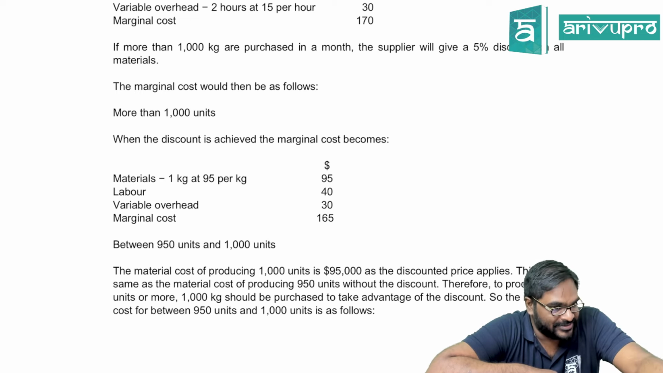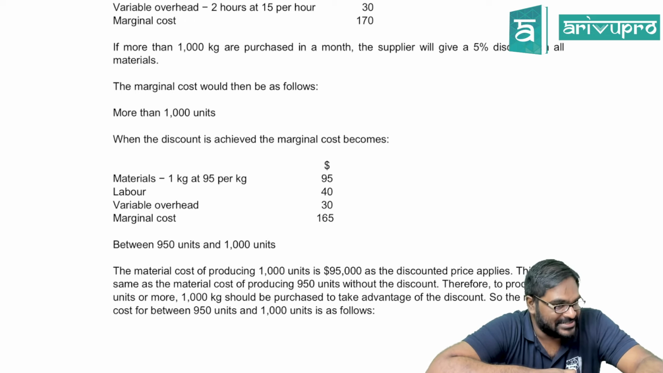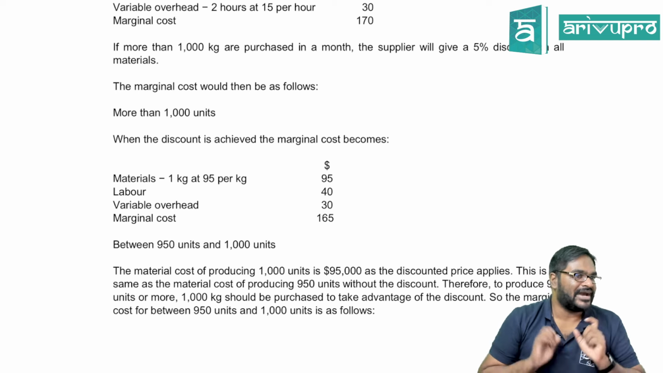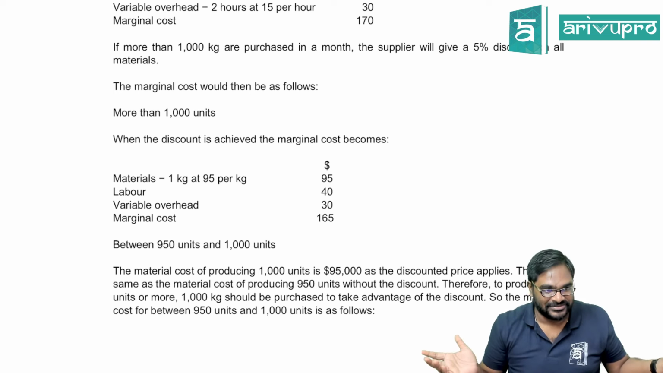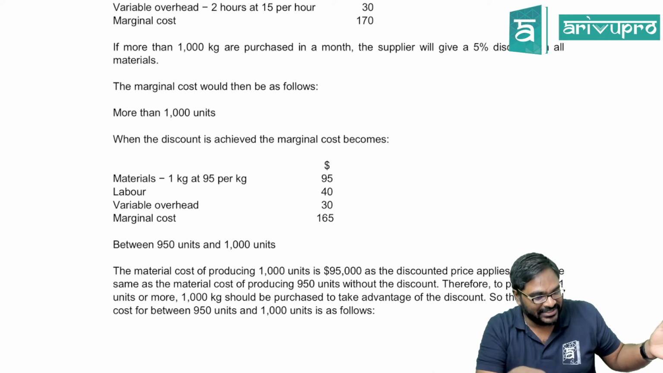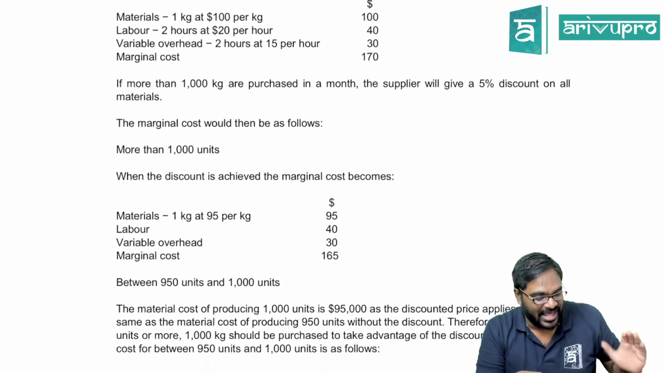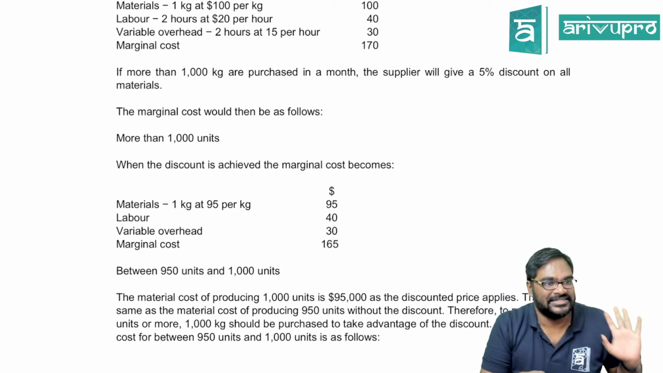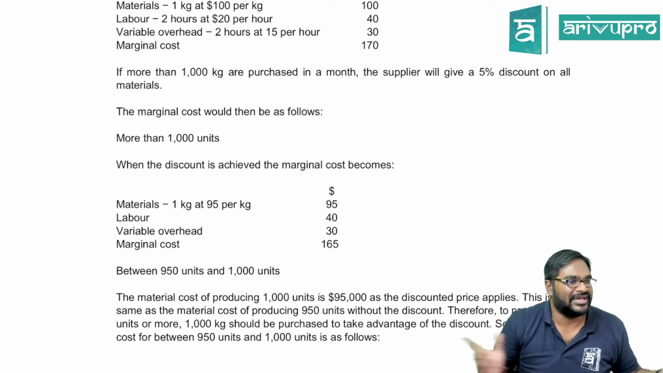So 1000 units you can produce. Cost is 95 now. So that means the units you can produce now at 950, isn't it? Earlier for 1000 units you need 100. So now your marginal cost between 950 to 1000 we don't know. Up to 950 it will be 170. After 1000, 165. That is also clear. But in between, now we have a problem.